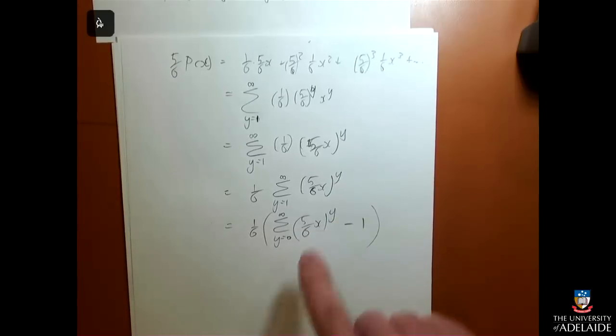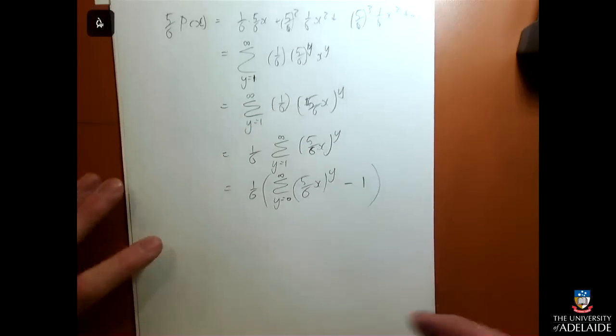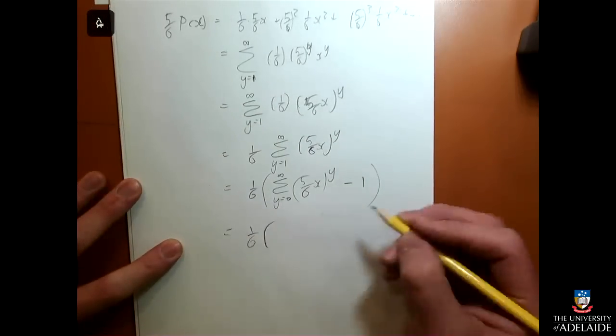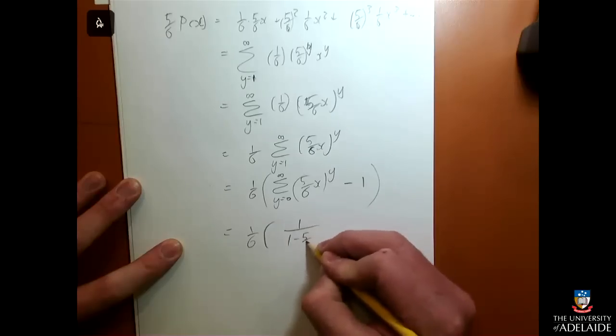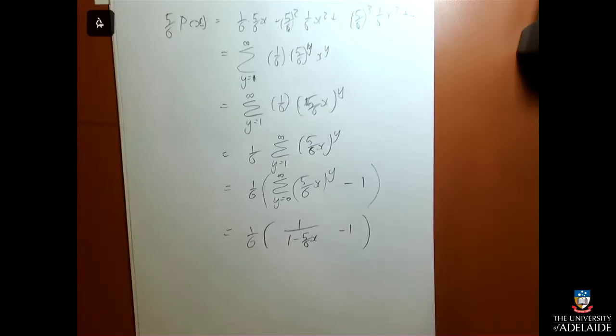If I started at 0, 5/6 to the power of 0 would be 1, but I didn't start at 0, I started at 1, so I need to take that off. And that's how you do the sum of a geometric series. So if you start at 0, it's 1 over 1 minus the thing that's got the powers. Cool.